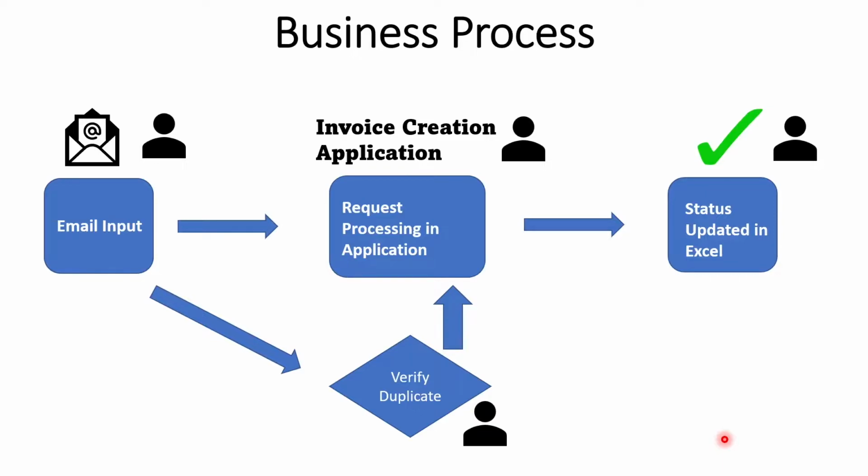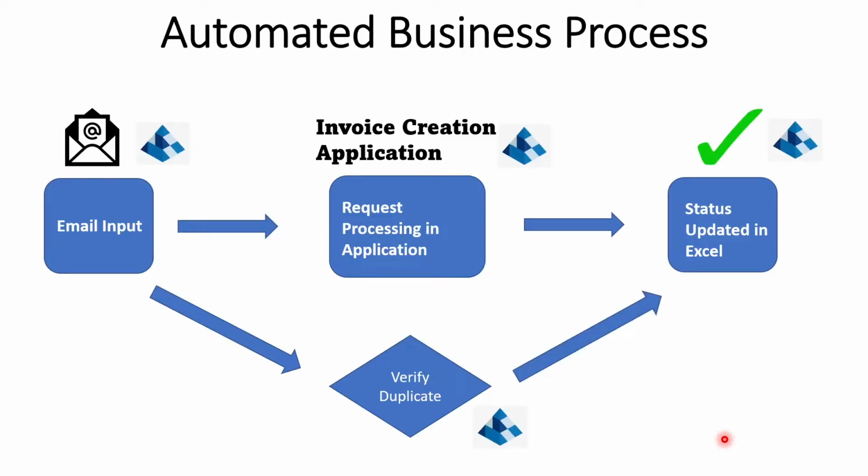When we implement the same thing using Blueprism, the steps done by the user will be replaced by Blueprism, right? So overall, this is the sequence of process blocks: there is a block to read email input, a block to create the invoice number, and a block to update the status in Excel. But inside each block there will be a series of steps. Let's see what the steps will be.